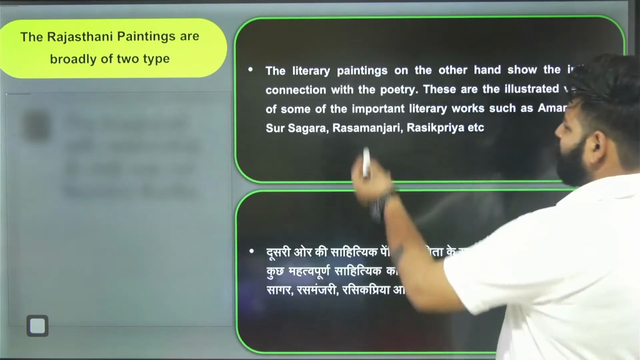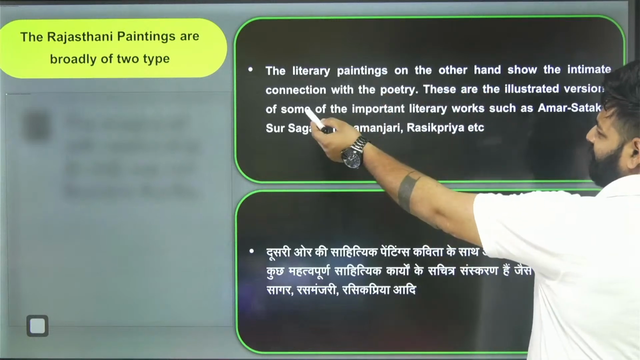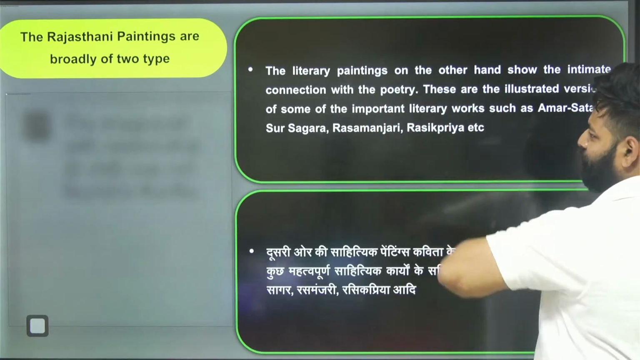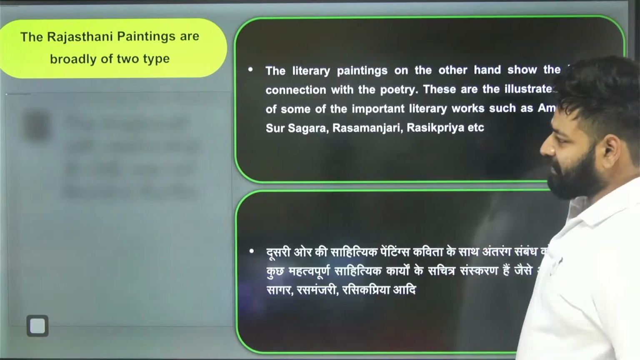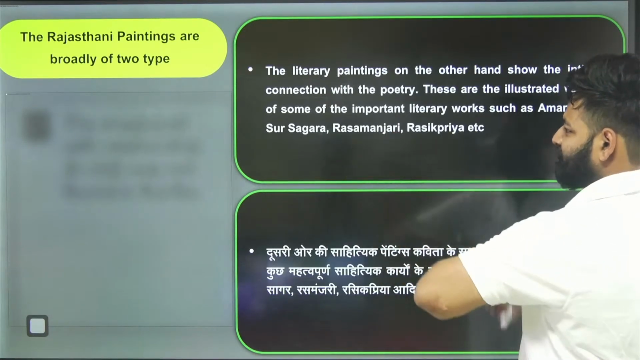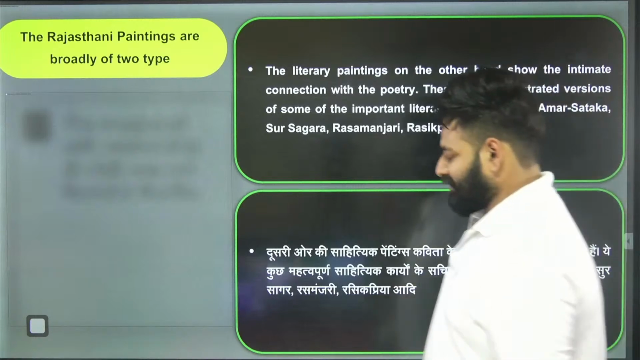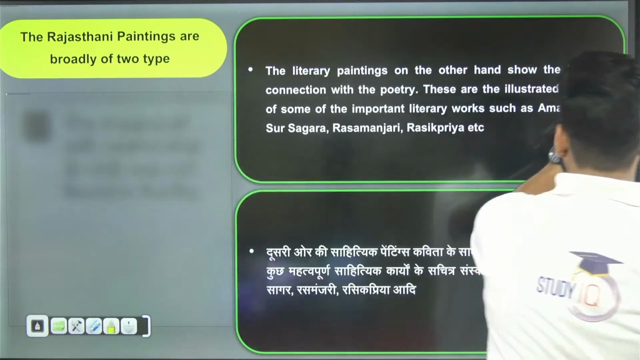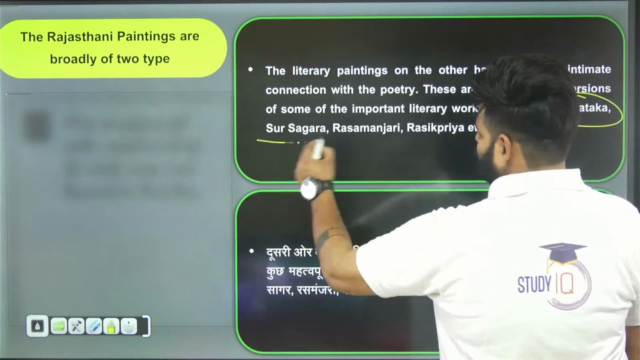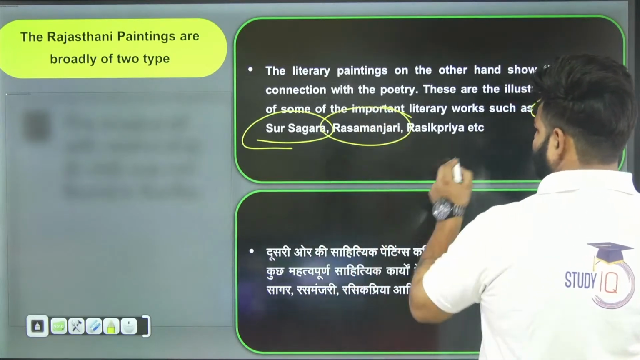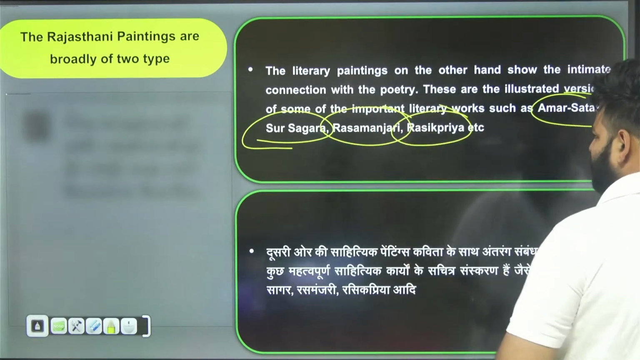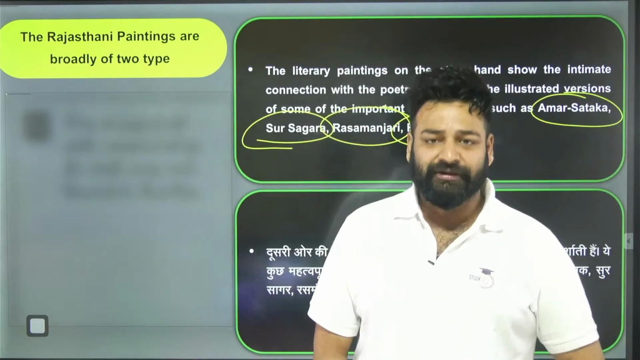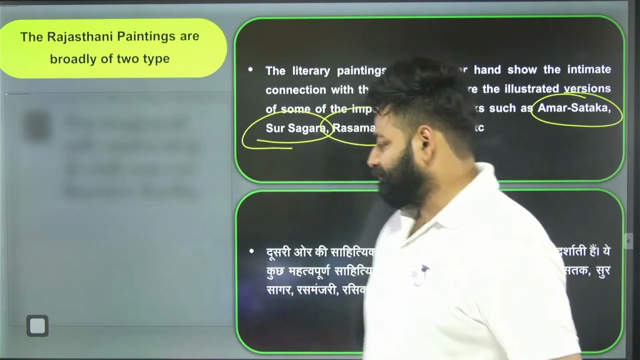Okay, so literary paintings show an intimate connection with poetry, and they illustrate some of the important literary works such as Amar Satak, Sursagar, Rasmanjari, and Rasik Priya. So guys, these are the names that you can highlight in your notes. Okay, so here we go. Amar Satak, Sursagar, Rasmanjari, and Rasik Priya. These are the four names that you can mention with the Rajasthani school of Indian paintings. Okay, as simple as that.